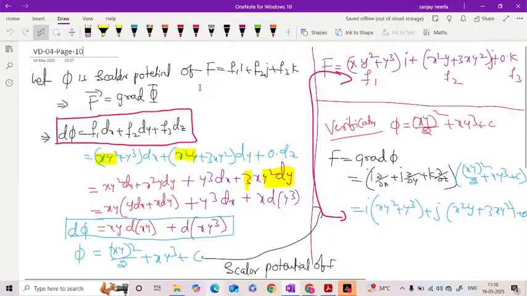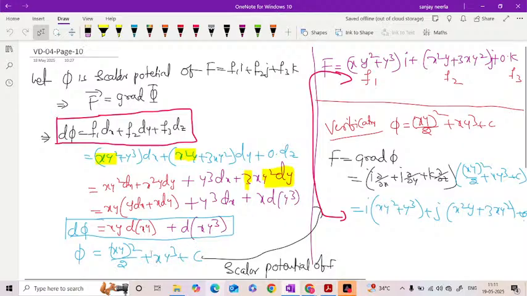Now f1 is equal to xy square plus y cube, f2 is equal to x square y plus 3xy square, and f3 is 0. So it is now a differential equation. This differential equation must be an exact differential equation according to the basic rules or the inspection method, just to find the solution of this differential equation. Here the solution is xy square by 2 plus xy cube plus constant.